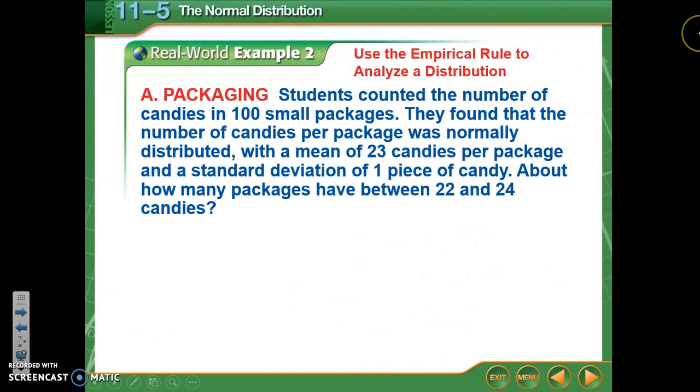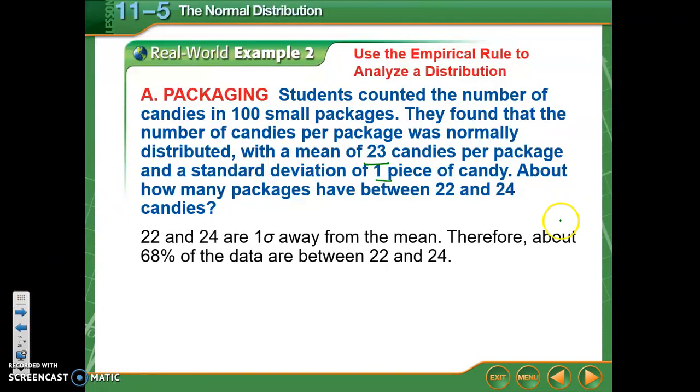All right, take a look at this example. It says students counted the number of candies in 100 small packages and found that the number of candies per package was normally distributed. The mean was 23, and the standard deviation is 1. How many packages would be between 22 and 24 candies? Well, if I think again about my normal curve, I know that my mean here is 23, right? So 23 in the middle. 22 is 1 standard deviation below, and 24 is 1 standard deviation above.